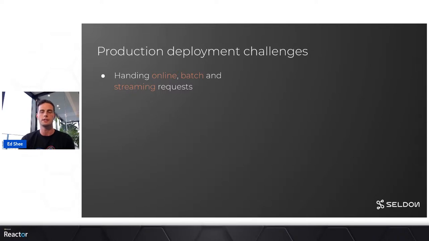If you look at things like retail, where machine learning is used to predict the types of products that are going to be interesting to people, recommender systems often get run in huge batches overnight so that every user, when they log in the morning, has personalized recommendations for them. You also have to handle things like streaming data.